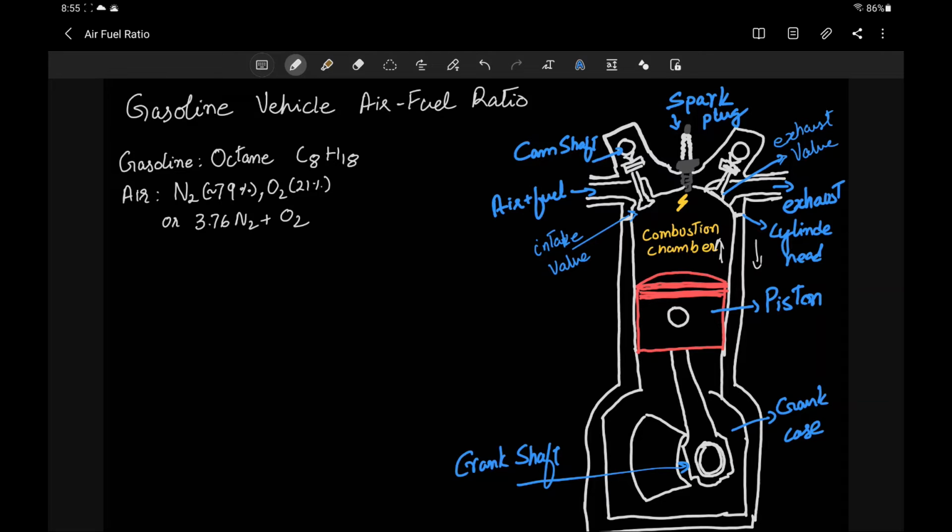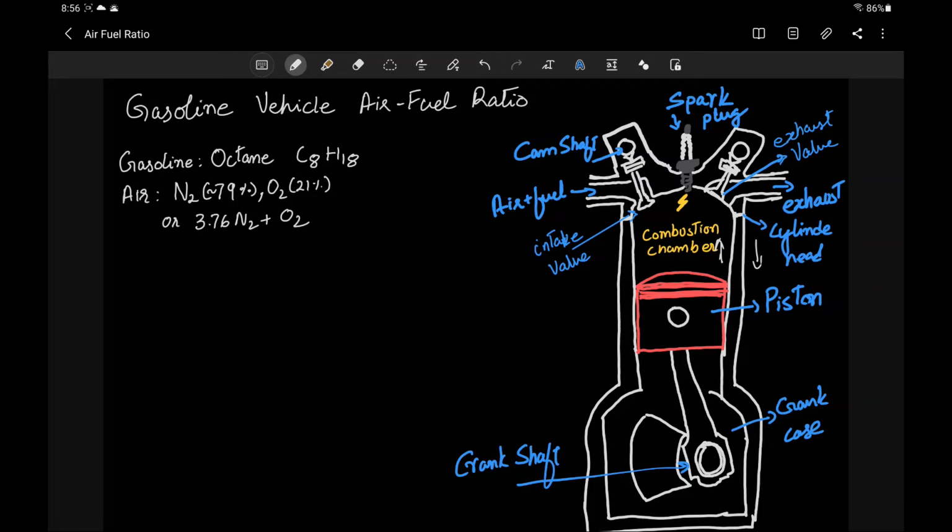So we have gasoline, which is chemically octane, C8H18. We have air with around 78% nitrogen, 21% oxygen, and around 0.9% argon and other gases. But for simplicity, let's consider 79% nitrogen and 21% oxygen, or 3.76 times nitrogen for every molecule of oxygen.